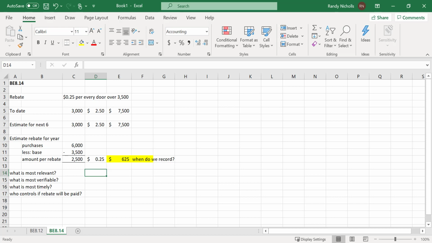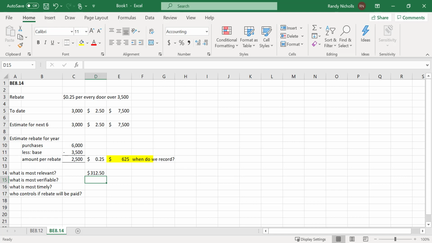So the things I would look at as far as conceptual framework is, what's the most relevant? What is the best estimate of the cost of these wood frames? What is the best estimate of the amount of rebate I'm going to get? I would say that this $625 rebate relates to purchases of 6,000 units. So I should record half of it now because I bought 3,000 out of a total of 6,000. That's how much of the 625 I should record.